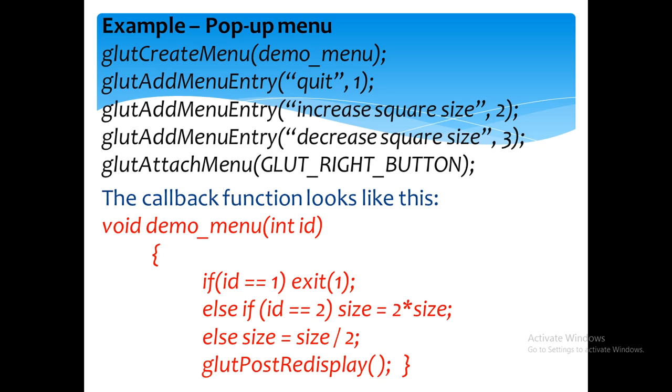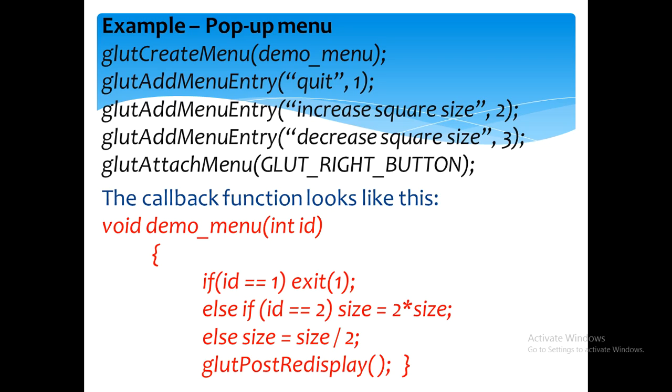Then glutAddMenuEntry. Next is glutAddMenuEntry, which means in that demo menu, whatever options you want. The first one is Quit. I want the first sub menu entry to be Quit. Then the choice I have given is 1, which means you link it with numbers. Choice 1 is the ID, nothing but I am giving the ID.